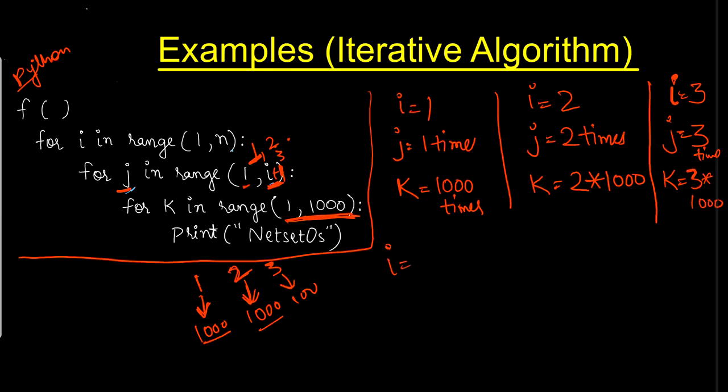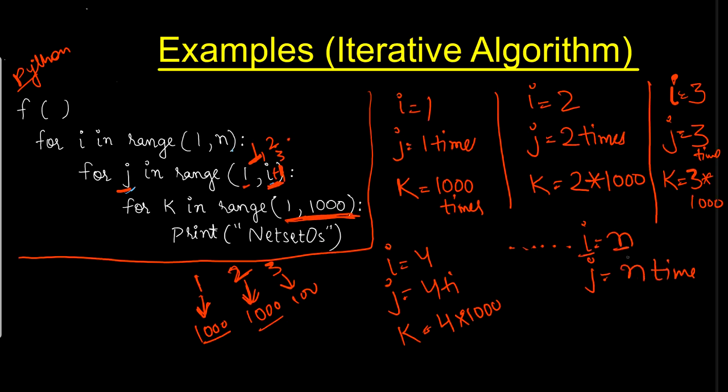Now similarly for i is equal to 4, j is depending on i. So here 4 times, and k is independent. So here 4 into 1000. Let's go up till n. When i is equal to n, I can say j is running for n times. As i is n, j will also run for n times, and k will run n cross 1000 times. I hope till here you understood very well.